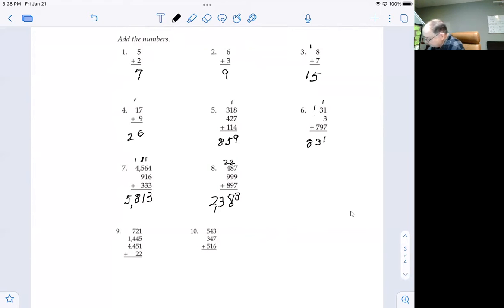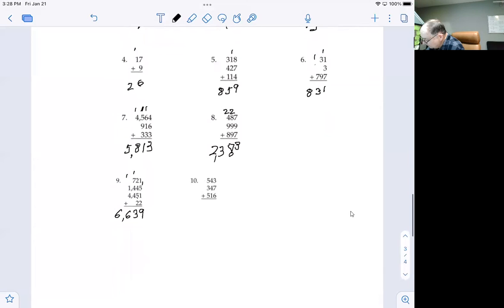And in number 9, you notice that I make a mistake every once in a while too, so don't feel bad if you do. Adding the ones column, 1 plus 5 is 6, plus 1 is 7, plus 2 is 9. No carry. So in the tens column, we have 2 plus 4 for 6, plus 5 for 11, plus 2 for 13. 3, carry the 1. In the hundreds column, 1 plus 7 is 8, plus 4 is 12, plus 4 is 16. So that's 6, carry the 1. And in the thousands column, we have 1 plus 1 is 2, plus 4 is 6. So the answer is 6,636.